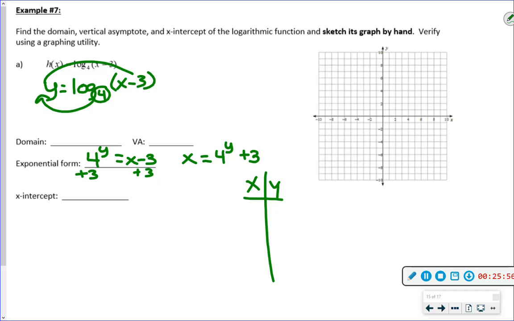Now, since I'm doing it in my head, I'm going to put the numbers in for y, because I can do exponents in my head. Just for dramatic emphasis, I'm going to circle y here so you know that's where I'm starting. I'm going to pick nice, easy, small numbers. I'm going to start with 0. What's 4 to the 0 power? 1. 1 plus 3.